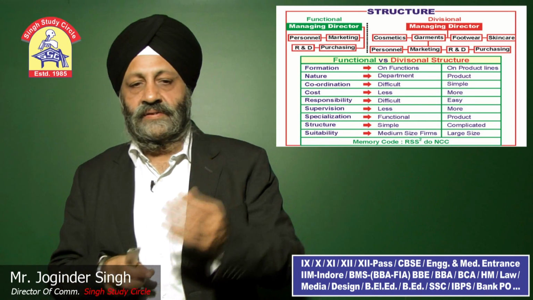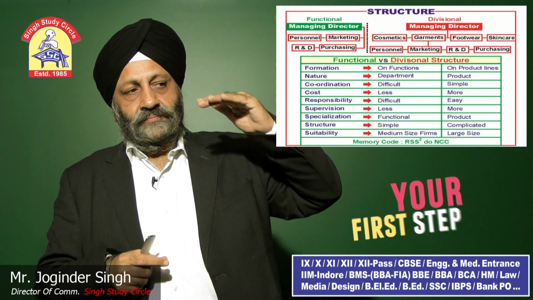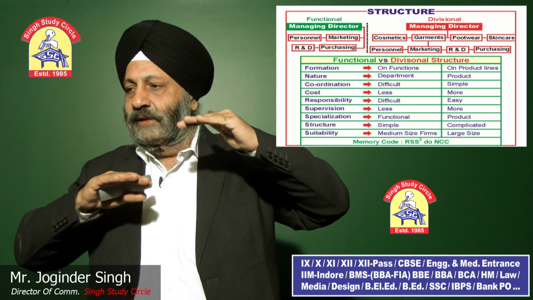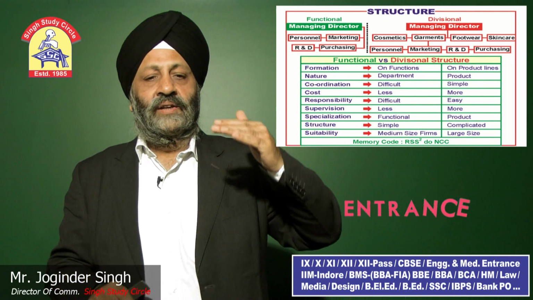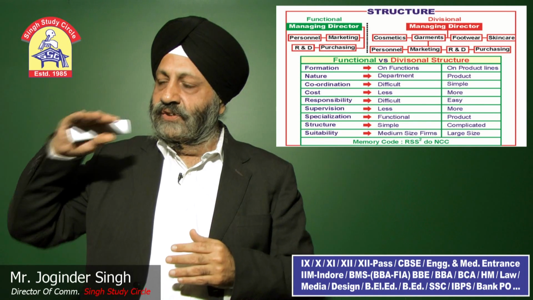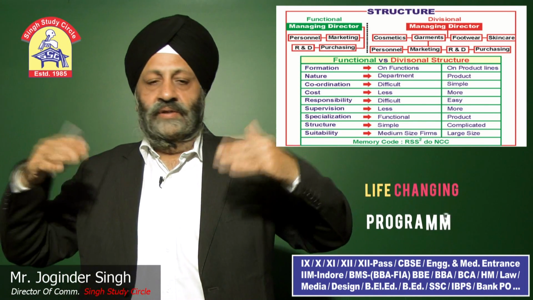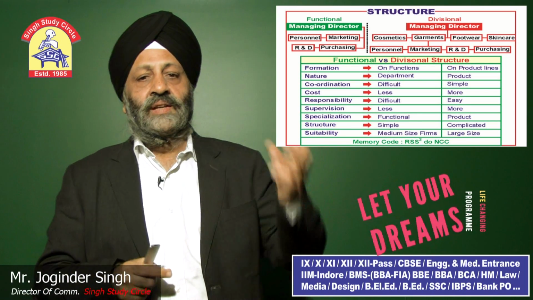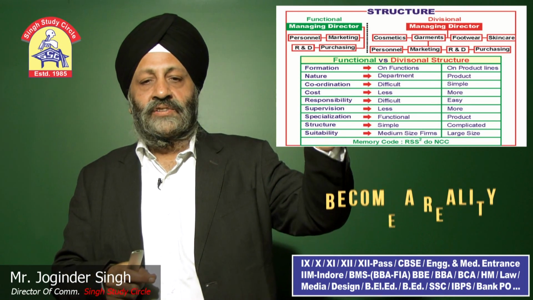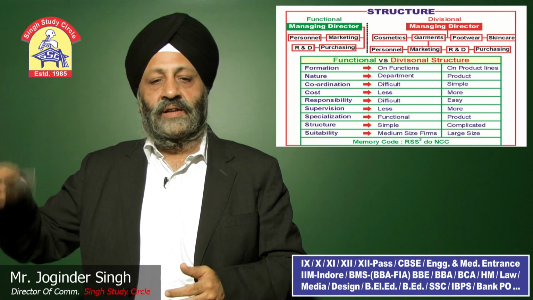And then I came to S. S means supervision. When we follow functional structure in multiple products, it will be difficult to supervise. And in case of divisional structure, it is easy to manage because different department heads are there. Next is specialization. In case of functional structure, we cannot have specialization. But in case of divisional structure, for different products, we can have specialization.